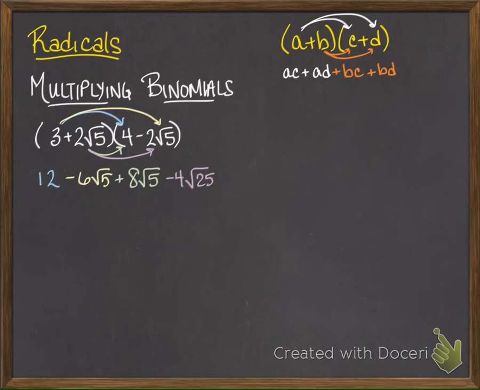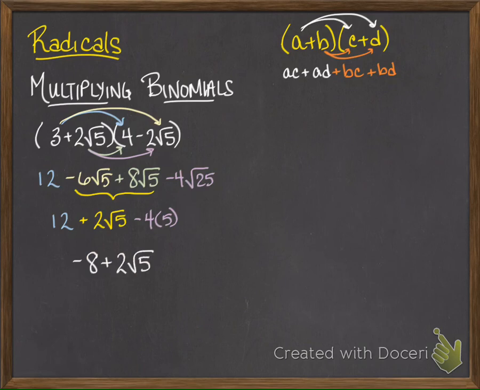Now, we can combine those two middle terms. Negative 6 root 5 plus 8 root 5. Addition and subtraction are allowed to happen as long as the index and radicand are the same, which we've got here. So we get 2 root 5, bringing down the other terms, evaluating the square root of 25. Now we've got 12 minus 4 times 5, or minus 20. All said and done, negative 8 plus 2 root 5.